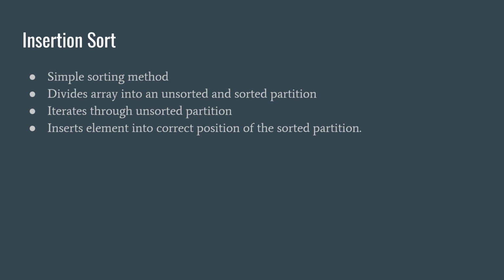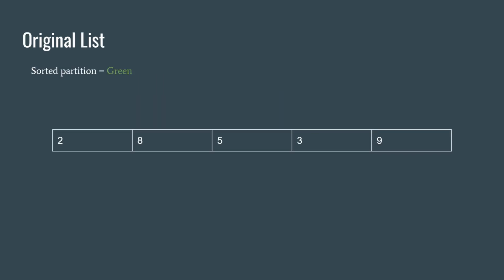In the following demonstration, we will work left to right, examining each item and comparing it to the items on the left, then inserting the item into the correct position in the array. The sorted partition will be colored green. Here is the list we will be working with for the insertion sort.